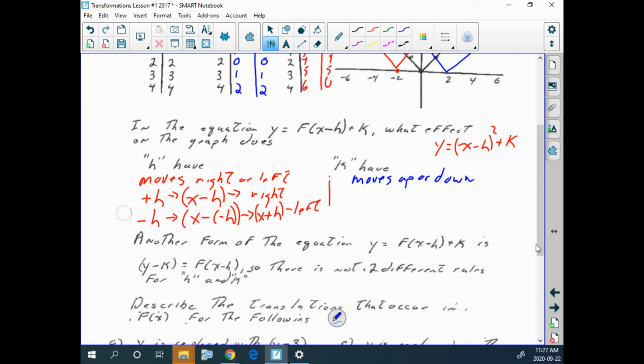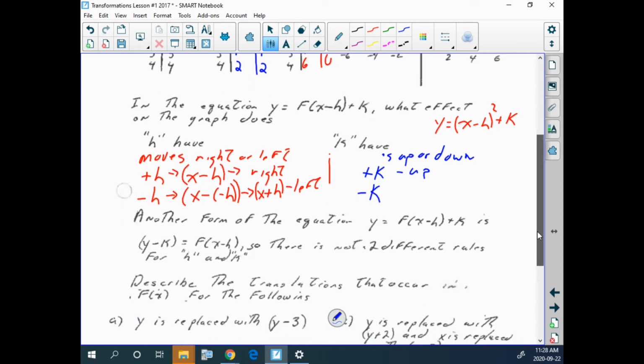Okay, and in this case, it actually does make sense, because where we have our k on this side, we haven't really done anything different. It's still a positive k moves it up, and a negative k moves it down.